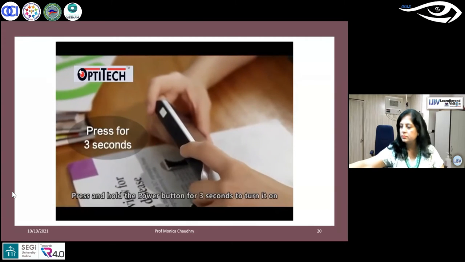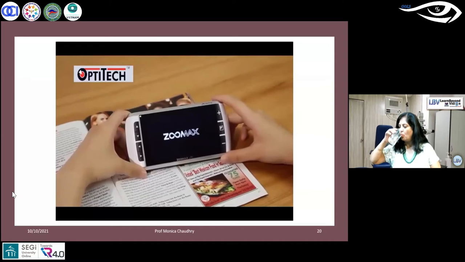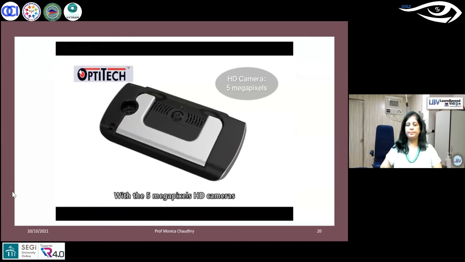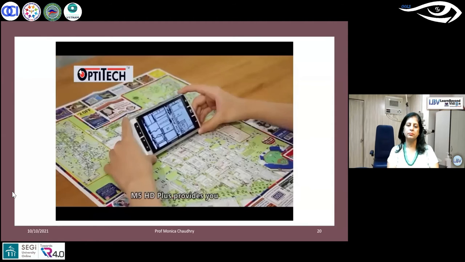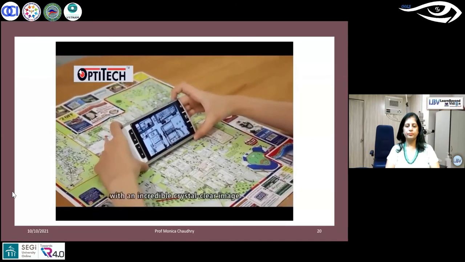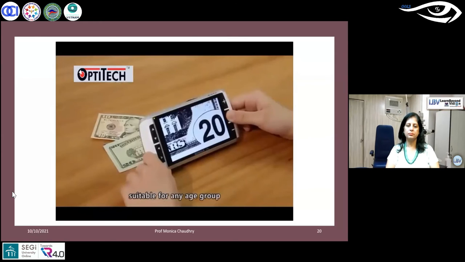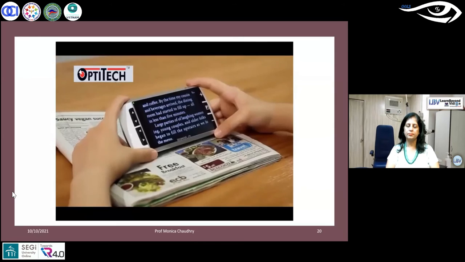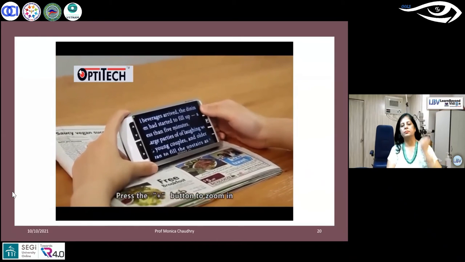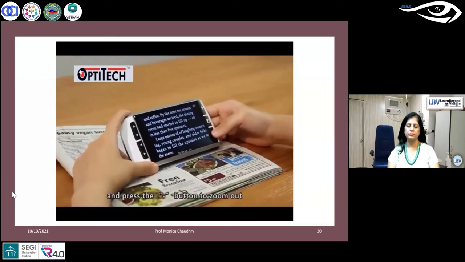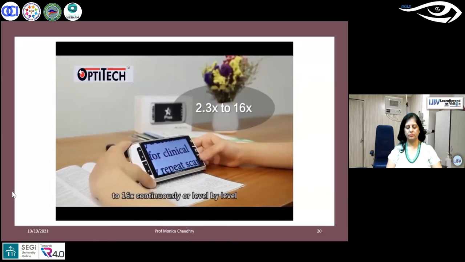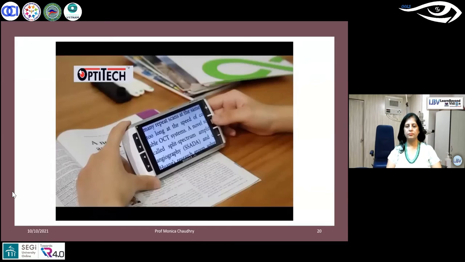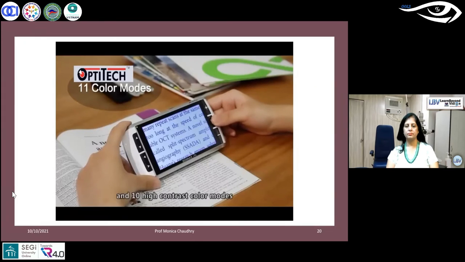Press and hold the power button for 3 seconds to turn it on. With the 5 megapixels HD cameras and the unique 1280 by 720 pixel screen resolution display, the M5 HD Plus provides you with an incredible crystal clear image suitable for any age group. Press the zoom in button to zoom in and press the zoom out button to zoom out. You can change the magnification from 2.3 times to 16 times continuously or level by level. By pressing the mode button, you can circle around full color and 10 high contrast color modes.